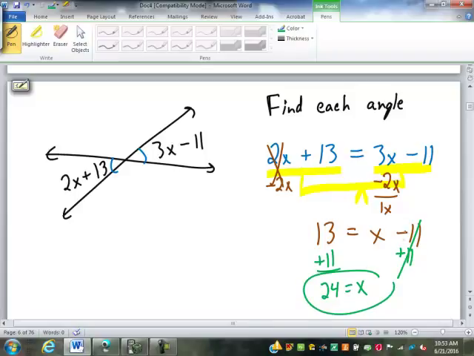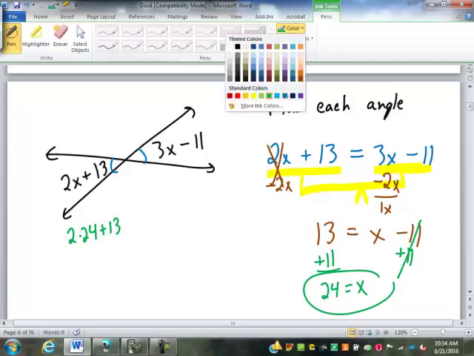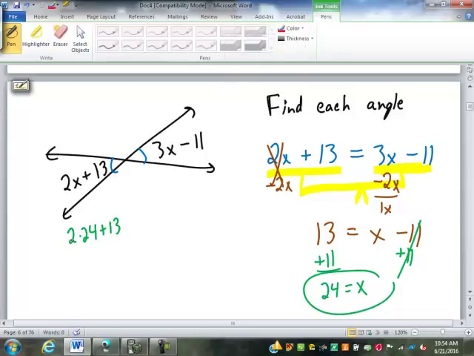Once again, we still have not answered our question. We have to find each angle. So we come back here. 2x plus 13 becomes 2 times 24 plus 13. And now it's order of operations. What do we do first? Multiply. 2 times 24 is 48. Then we add 13 to get 61. 61 degrees.